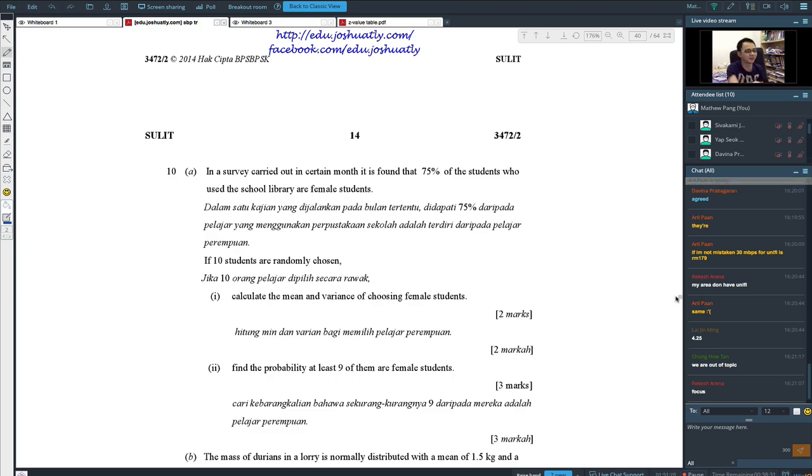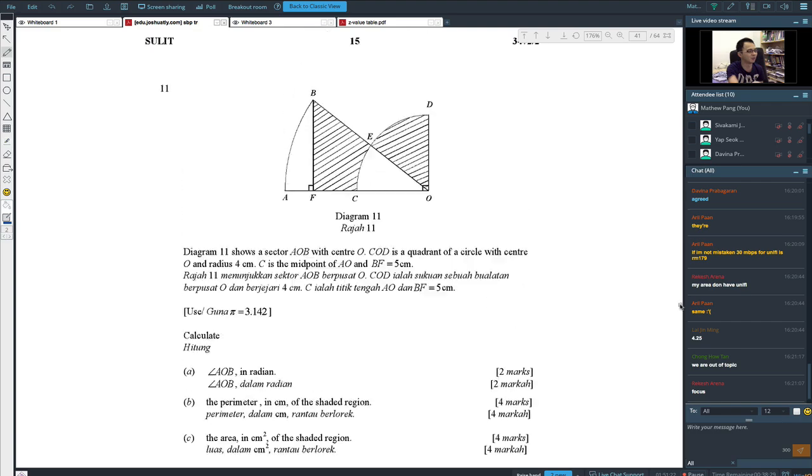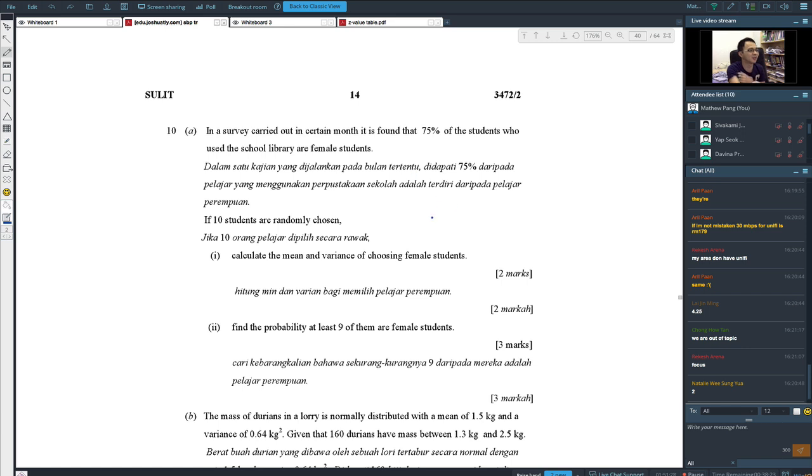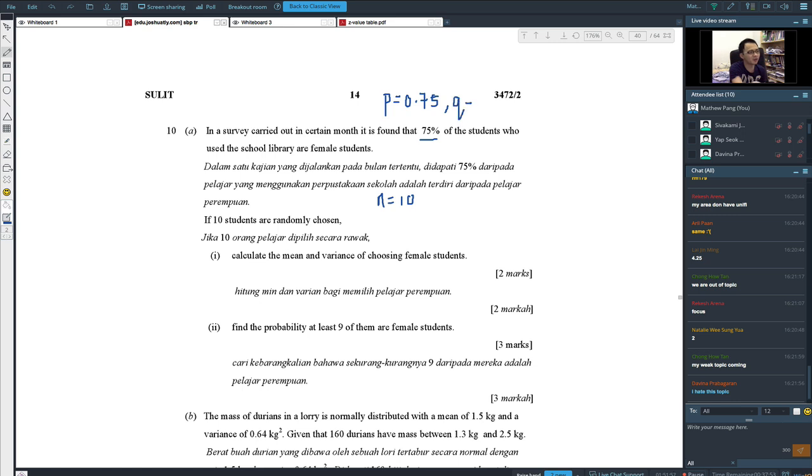Okay, so this one, let's do this one very fast. You see, in the survey carried out in a certain month, 75% of the students who use the school library are female students, and then you have 10 female students here. If 10 students are chosen at random, calculate the mean and variance. So for female students, I know the probability that a student will use the library is 0.75. Therefore, the probability that a student will not use the library is 0.25. Just use 1 minus 0.75. Then I have the n, I have p and q.